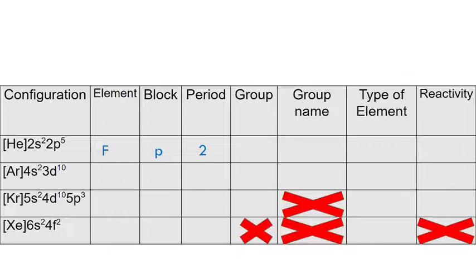Its group number is 17, and that whole group are called halogens, like we just learned and talked about earlier. And this is a non-metal. These are the only two types of elements that we're worried about here, metal or non-metal. And it is the highest reactivity of all of the non-metals. I think that my final answer on my notes above was just very high, but either one works for us here.